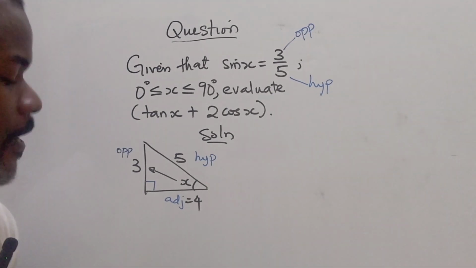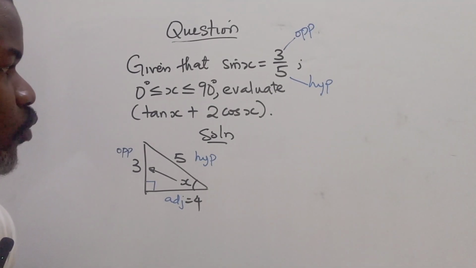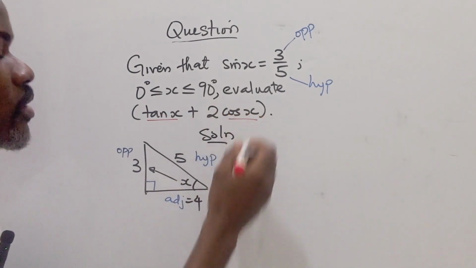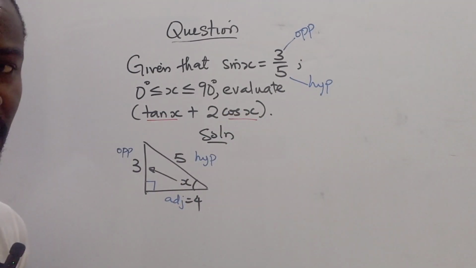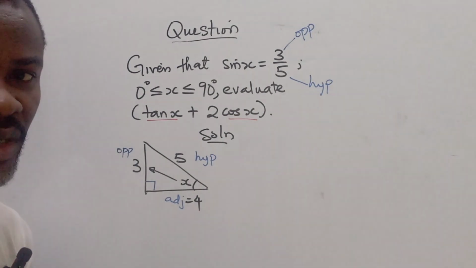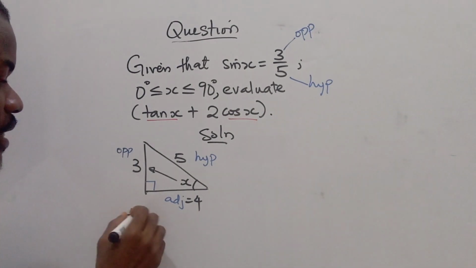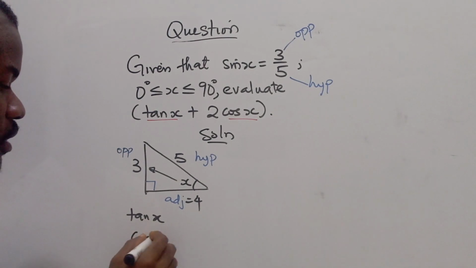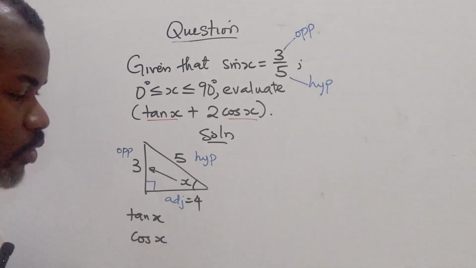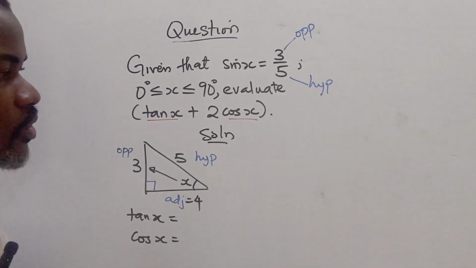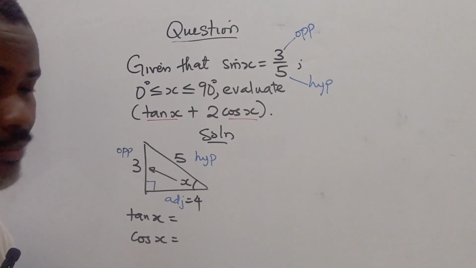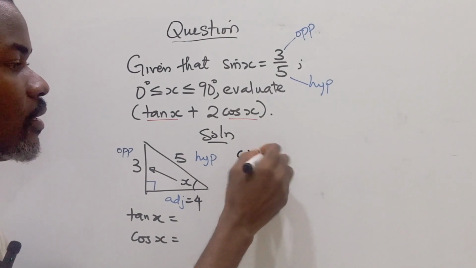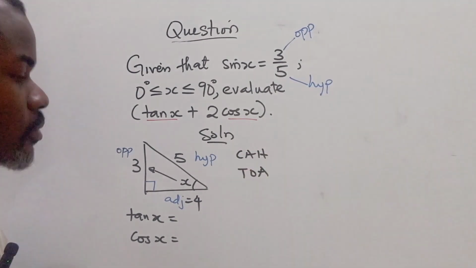So the question now says we should evaluate what? Tan x plus 2 cos x. So what we are simply going to do from this triangle, I want to know what is my tan x, and I also want to know what is my cos x. We are going to use the relationship, SOH CAH TOA. So I have CAH, I have TOA.